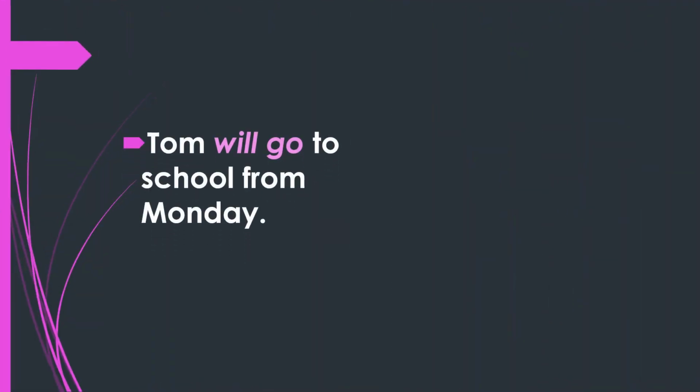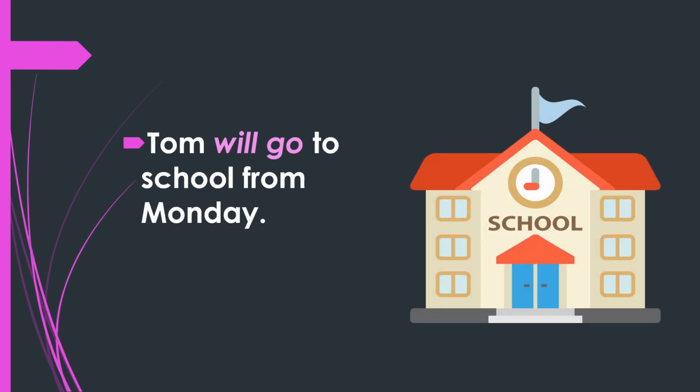The next example is, Tom will go to school from Monday. This sentence again is an event that is going to happen in the future, that is on coming Monday. And here go is the main verb, so we add will before go and make the sentence into future tense. Tom will go to school from Monday.